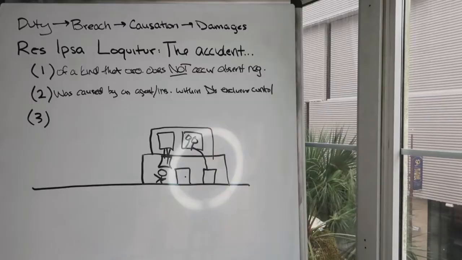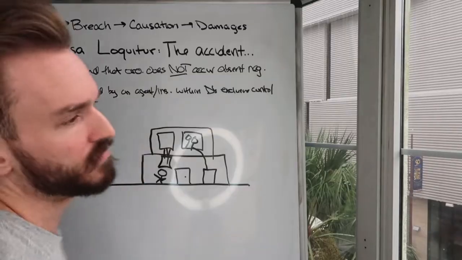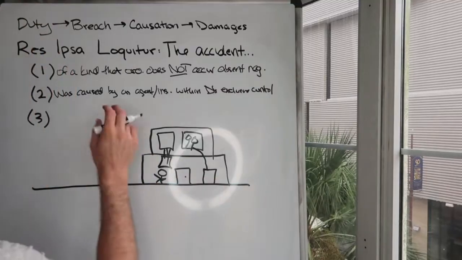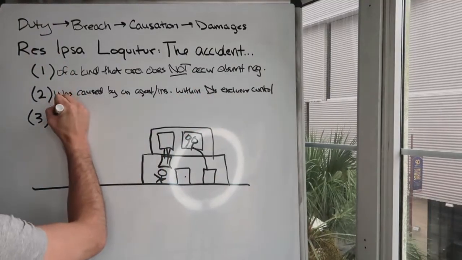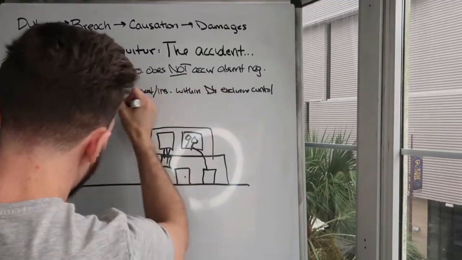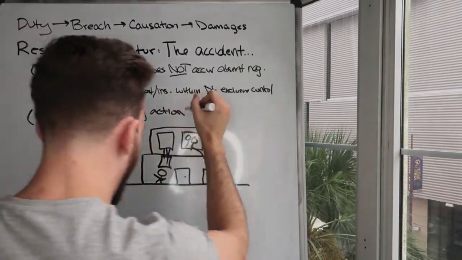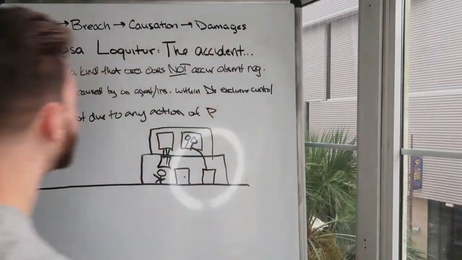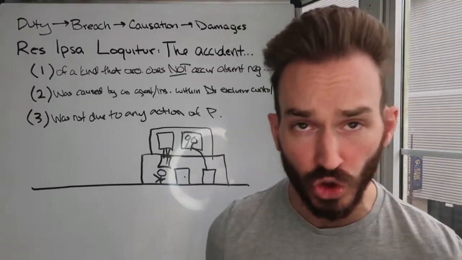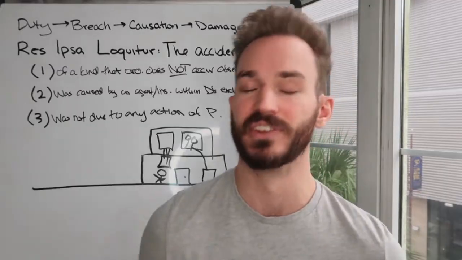Okay, and then finally your third element is going to be that the accident resulting in harm was not due to any action on the part of the plaintiff. Okay, so here we can say, and basically this third element is just saying that the plaintiff was not contributorily negligent. So the accident was not due to any action of P. Okay, so here's your three elements. And I think the best thing to do is just to kind of apply these three elements to Byrne v. Boadle and see what happens.